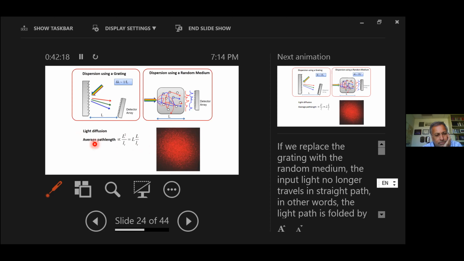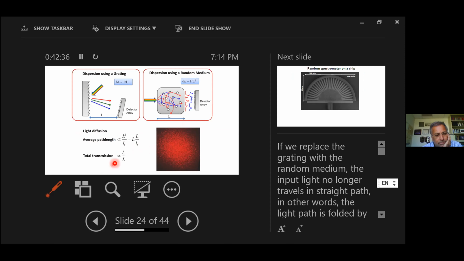The resolution now scales as 1/L², because there's L² here. That means if we increase the footprint L 10 times, here we can enhance resolution 100 times, but with a grating we can only enhance resolution 10 times. But we pay a price. The price is that the transmission scales as LT/L, as I just said. So the resolution is higher, but the transmission is lower. That means we can have high sensitivity, but we have no signal to measure anymore. So the question is, can we still enhance resolution without paying the price of reduced signal strength?